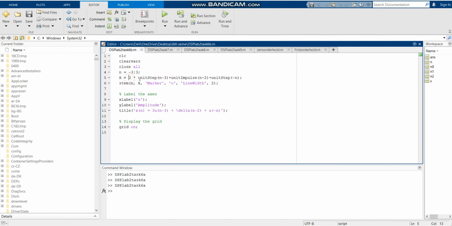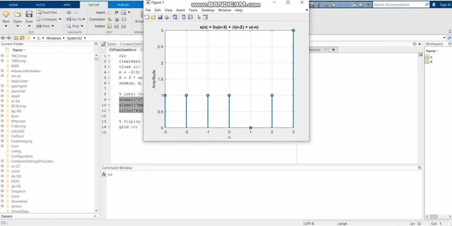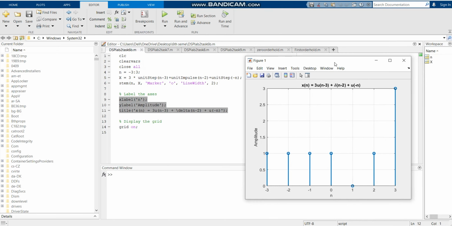which defines the signal x of n as the sum of 3 components: a scaled unit step function with an amplitude of 3 starting from n is equal to 3, a shifted unit impulse signal at n is equal to 2, and a reflected unit step signal about the origin. Let us observe the output. Here is the required output, which is generated after implementing the specified x of n signal.